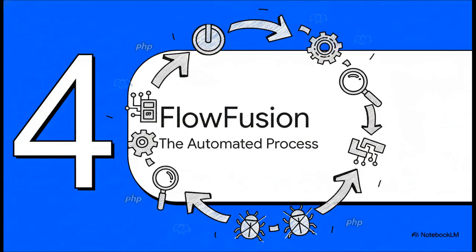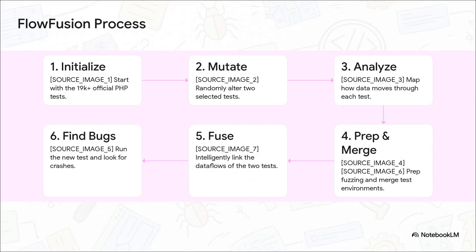So how does this magic actually work? Let's take a quick look at the automated process that makes this whole thing possible. The whole process is really methodical. It starts by grabbing 2 tests from that giant library. Then it analyzes how data flows through each one. But the really clever part is in the middle. It merges the execution environments of the 2 tests, and then it intelligently fuses their data paths together. That's the step that creates a brand new, more complicated test. And finally, it runs this new hybrid program and just watches. It waits for a crash that signals a hidden bug.